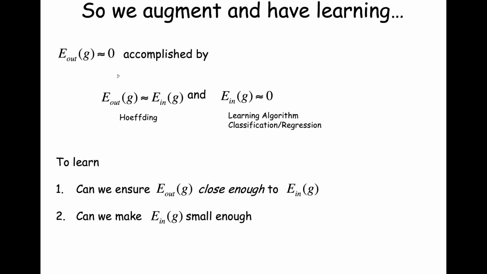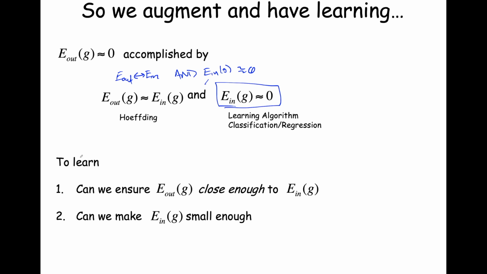So if E_in is very close to E_out, and at the same time E_in is very close to 0, that means E_out, which is very close to E_in, is also going to be very close to 0. And we get E_in to be close to 0 by minimizing our average pointwise error through our learning algorithm, be that classification or regression.